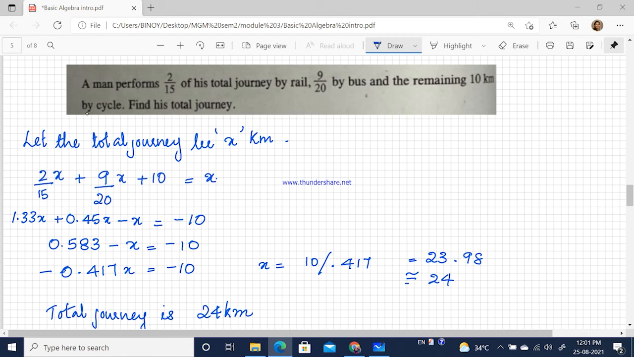and the remaining 10 kilometer by cycle. So we assume the total journey as x kilometer. So 2/15 of x plus 9/20 of x plus 10 is equal to total journey. So rather than finding LCM, we straight away consider this as a decimal. So 1.33x plus 0.45x minus x is equal to minus 10. So that is minus 0.417x is equal to minus 10. So x is equal to 10 by 0.417. So that is 23.98, approximately equal to 24. So the total journey is 24 kilometer.